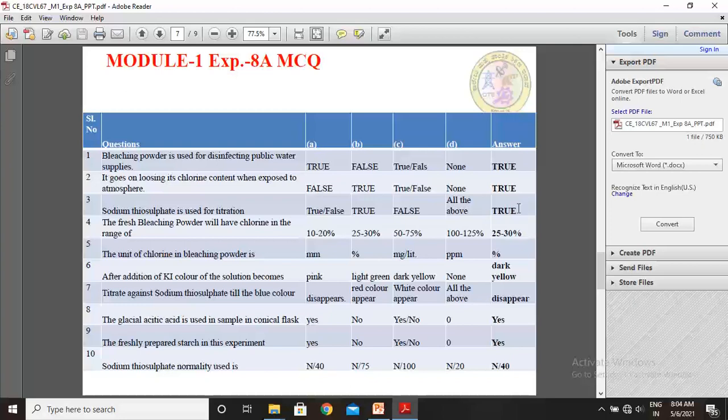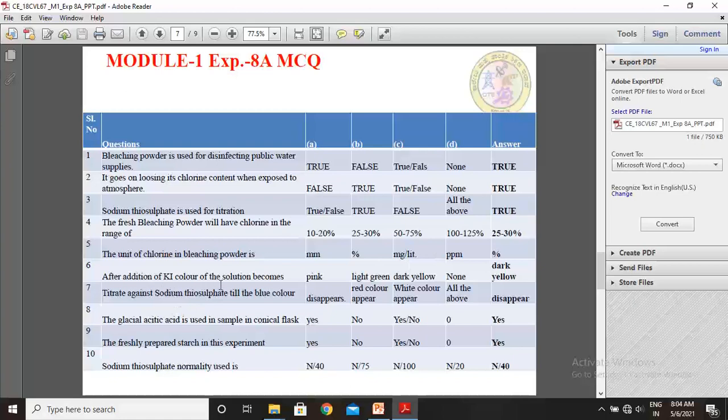Correct answer is true. The fresh bleaching powder will have chlorine in the range of 10 to 20%, or 25 to 30%, or 50 to 75%, or 100 to 125%. Correct answer is 25 to 30%. The unit of chlorine in bleaching powder is mM, or percentage, or milligram per liter, or ppm. Correct answer is percentage.